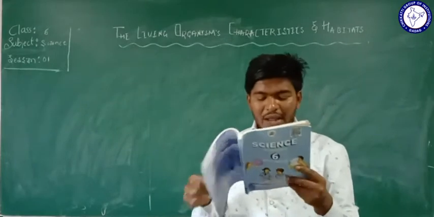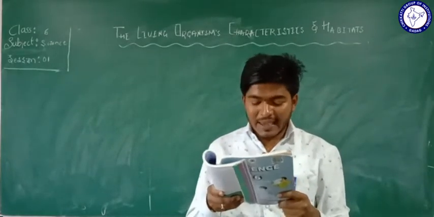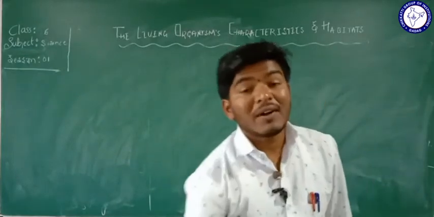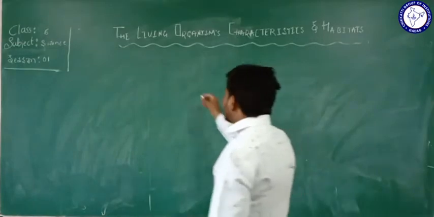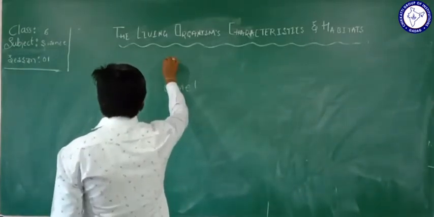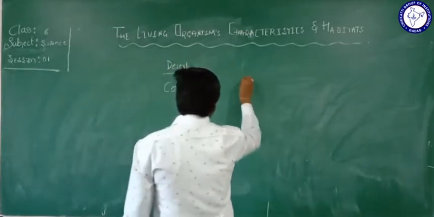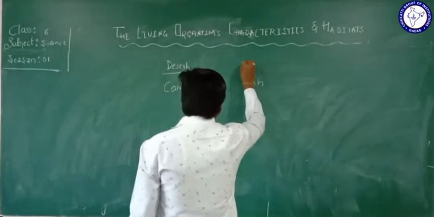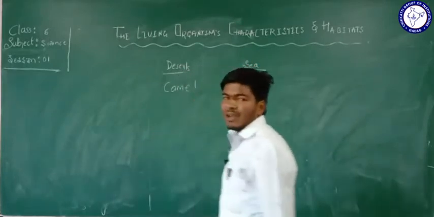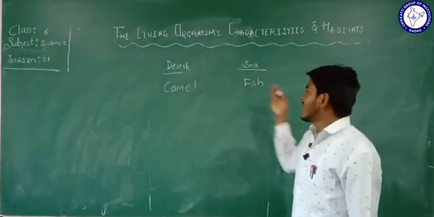Let us look at two very different kinds of organisms from the desert and the sea, a camel and a fish. Now I am considering two different types of animals. One is a camel from the deserts, and another one is a fish from the sea. So I am considering two different kinds of animals, a camel and a fish.